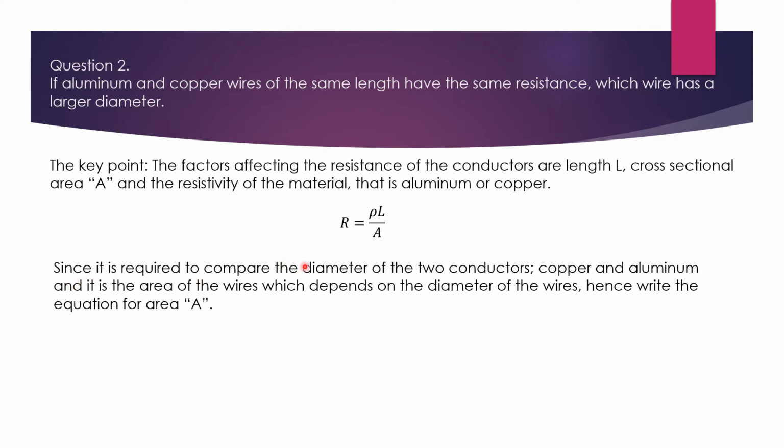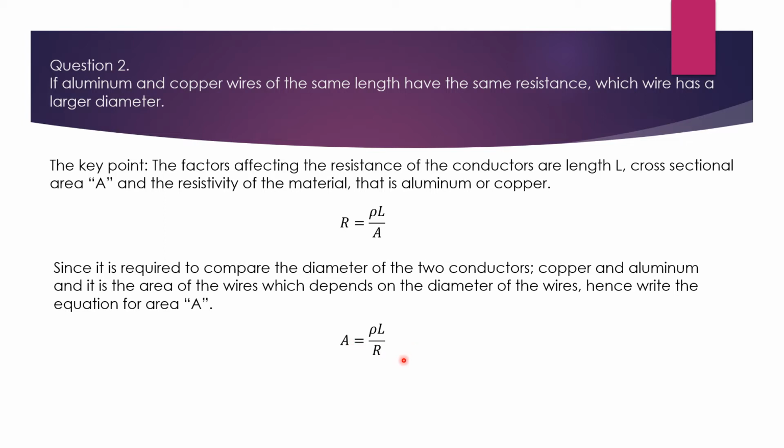Since it is required to compare the diameter of the two conductors, copper and aluminum, and it is the area of the wires which depends on the diameter of the wires, hence writing the equation for area A. Moving area A to the left hand side and R to the right hand side will make it A is equal to resistivity rho L divided by R. So more length, more area; more resistance, less area.